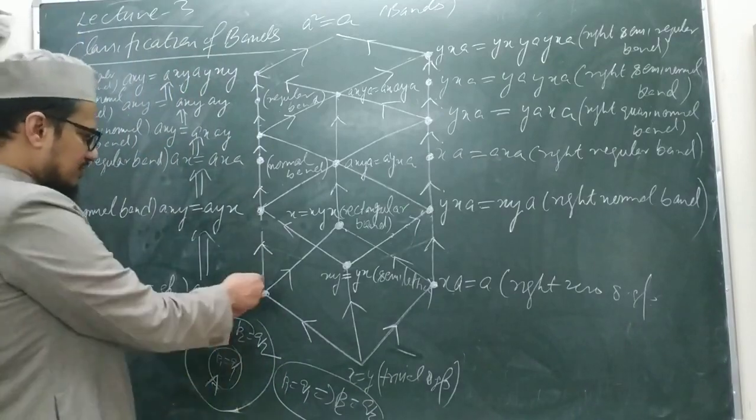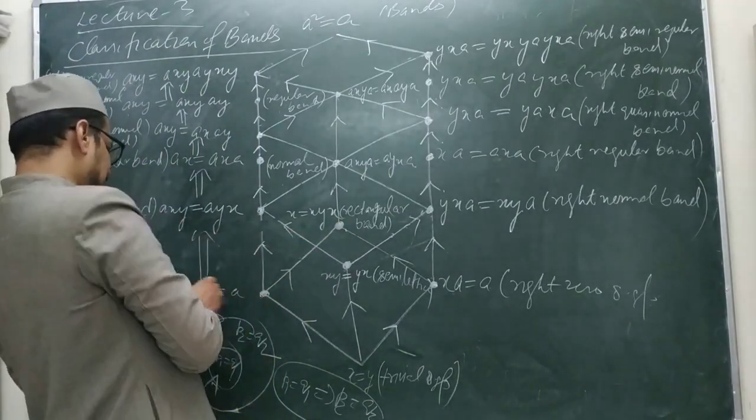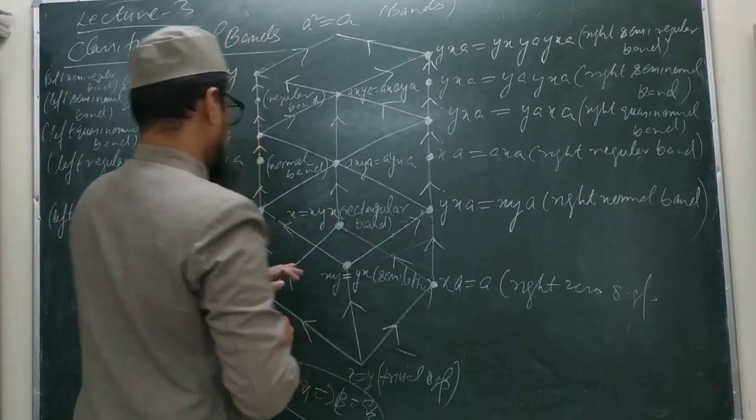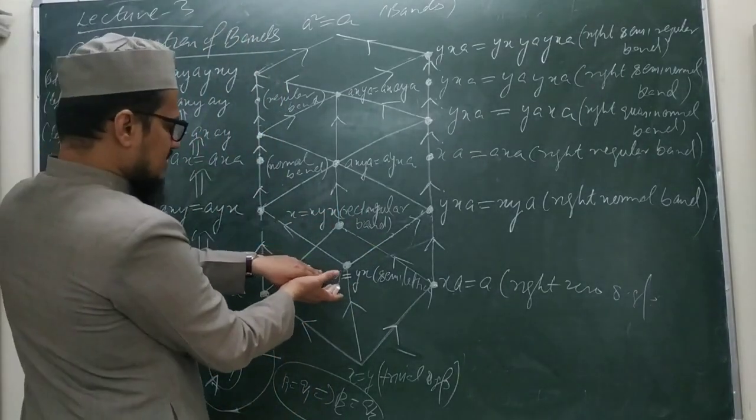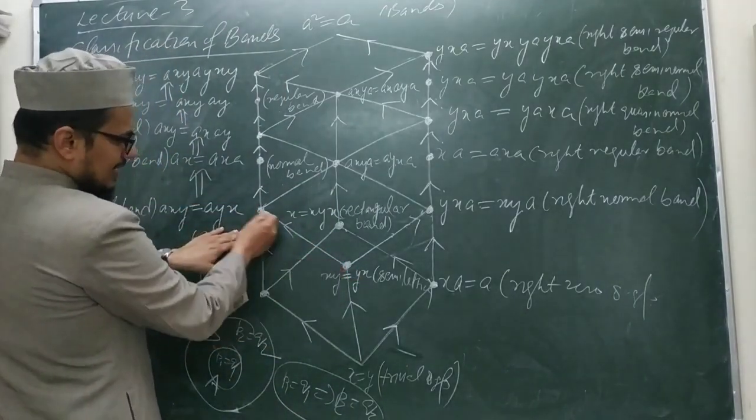Also, left semigroup implies rectangular band, meaning that ax = a implies x = xyx. Also, semi-lattice, x = xy = yx, implies left normal band. See, this is a connection.